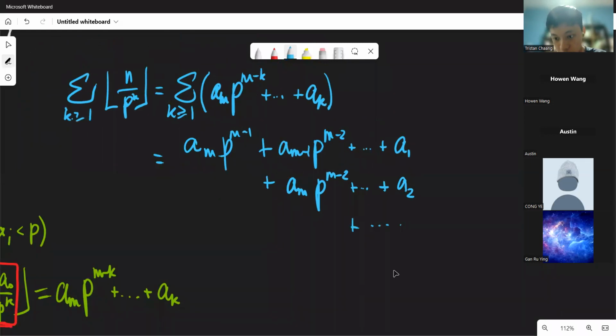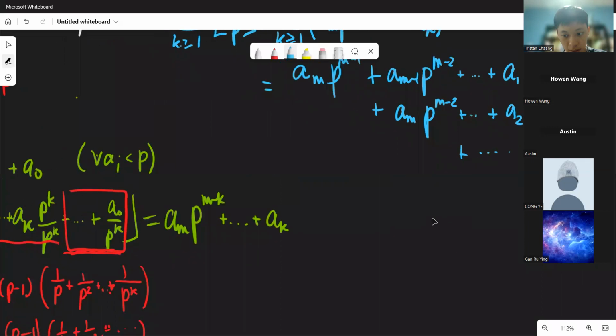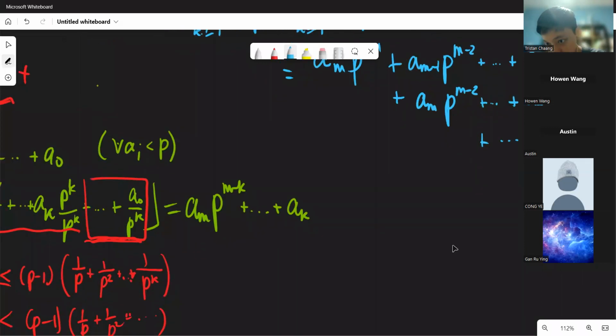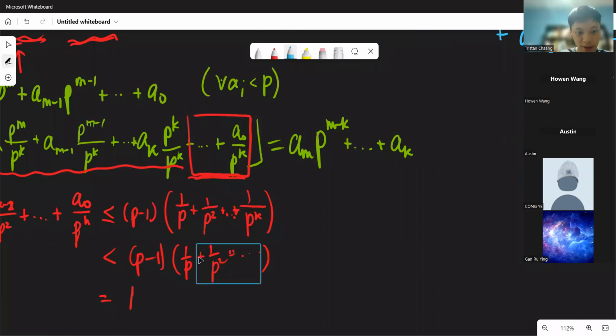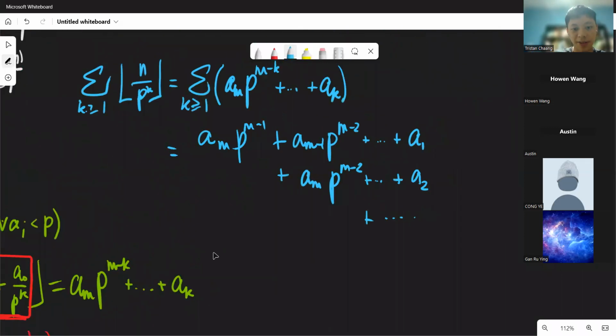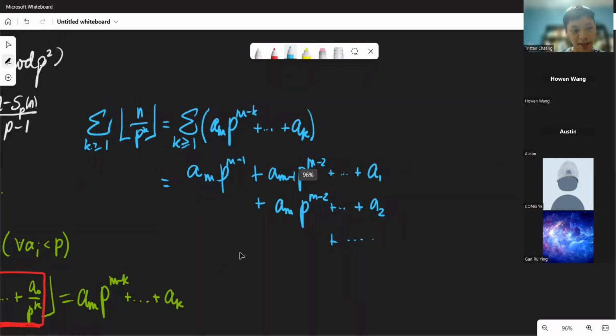Oh wait, hang on. Someone asked, is this 1 over 1 minus p? But it's actually 1 over p minus 1. Yeah, okay, nice. So let's come back to this sum and see how we can write this out.